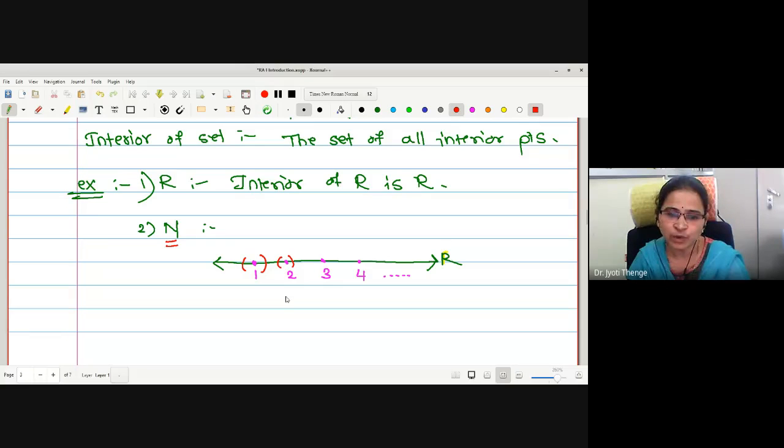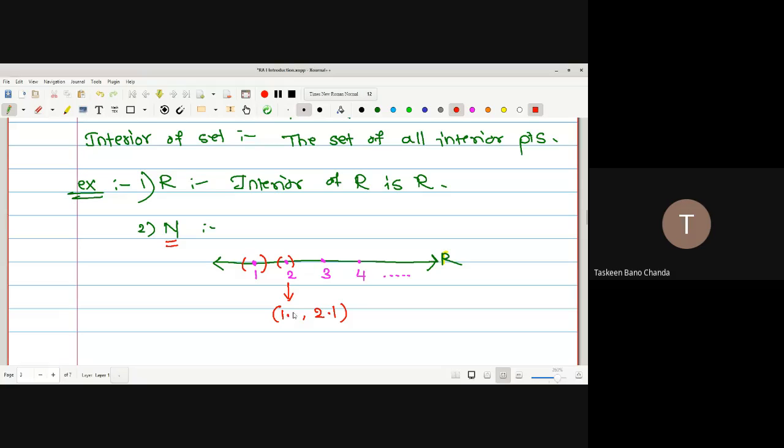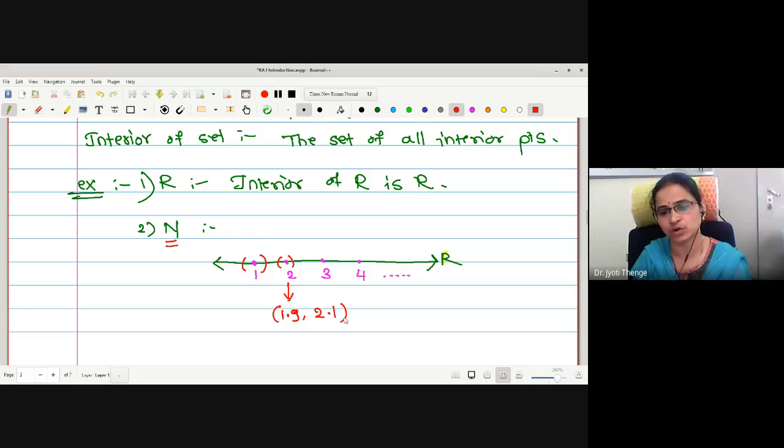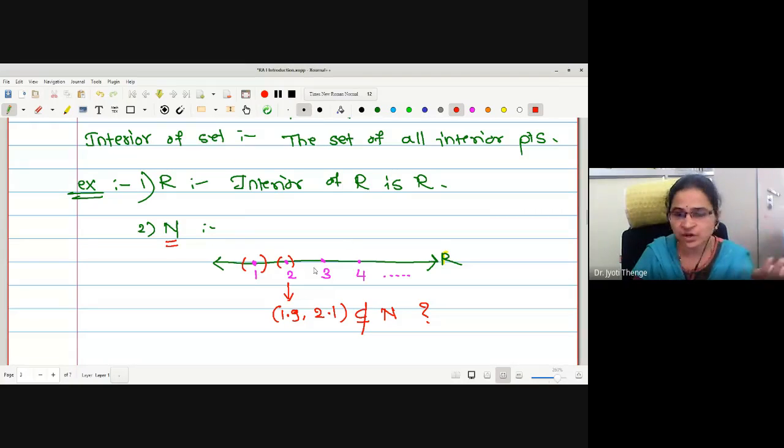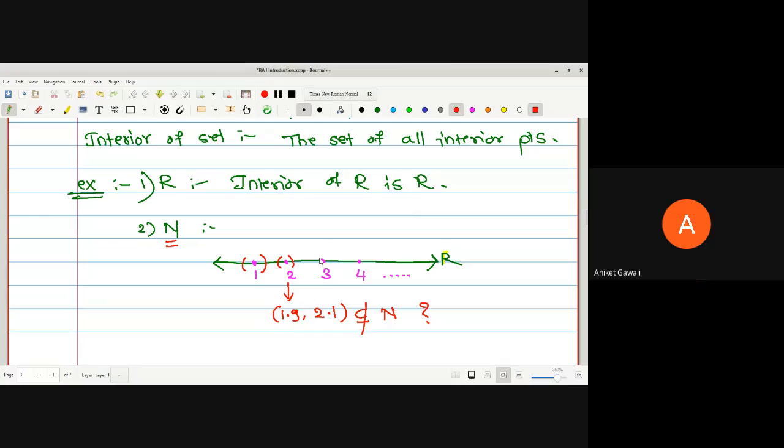या नेबरहूड मध्ये किती पॉइंट येतील? समजा मी 2 चा नेबरहूड 0.1 डिस्टन्स घेऊन लिहिलाय, तर इकडे 2.1 होईल आणि लेफ्टला किती होईल? 1.9. हा झाला नेबरहूड. आता हा नेबरहूड N मध्ये आहे का? No. Natural numbers are finite numbers, so it does not belong to N. Therefore 2 is not interior, 1 is not interior. What about the remaining numbers?